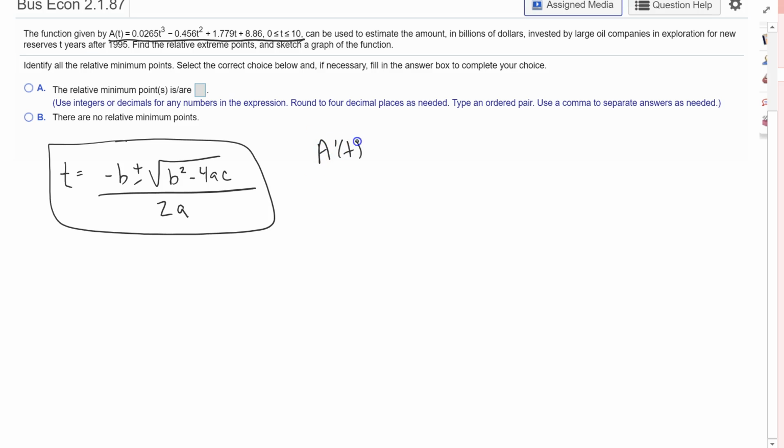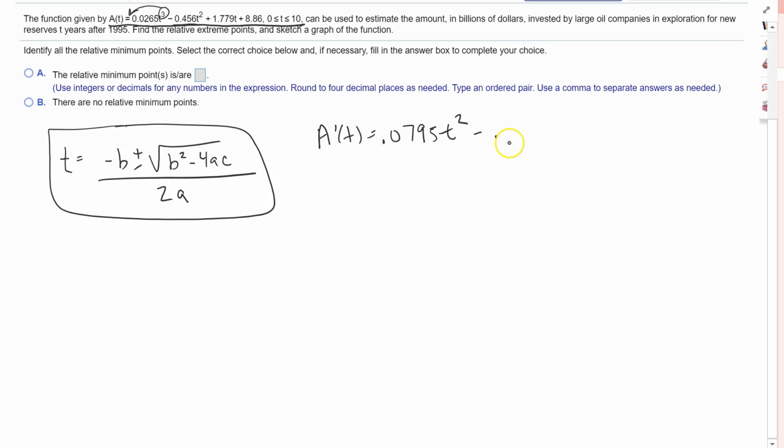Taking the derivative of A of t is pretty straightforward, right? I take the power 3 down and multiply 3 by the coefficient. That gives me 0.0795 t squared, minus the derivative of the second term, which would be 2 times the coefficient, 0.912 t, plus, here the power of t is 1, so it would just be the coefficient, and then that would be t to the 0 power, so we don't write that. And then the derivative of a constant is 0. So this is my quadratic that I'm trying to find critical points for.